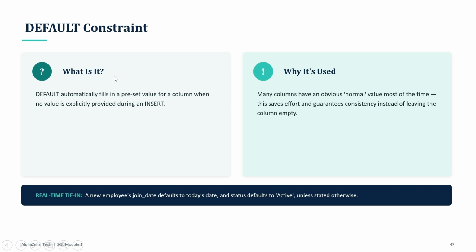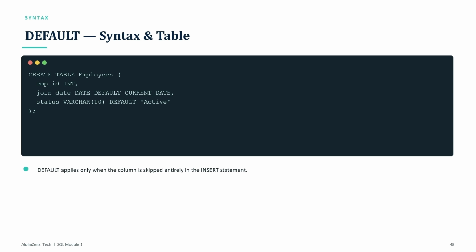Slide 54. Default, concept and why. Default automatically fills in a preset value for a column when no value is explicitly given during an insert. Why is this useful? Because many columns have an obvious normal value most of the time. This saves effort for whoever's entering data, and it guarantees consistency instead of leaving the column empty. Real example. A new employee's join_date defaults to today's date, and their status defaults to active unless you specifically say otherwise.